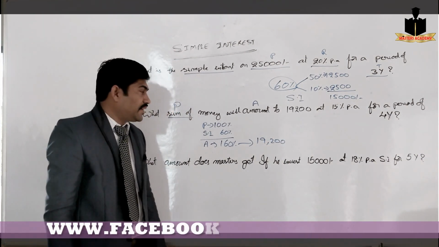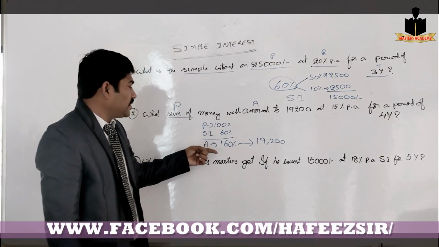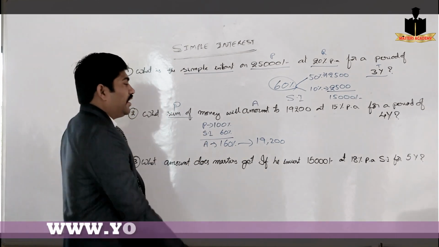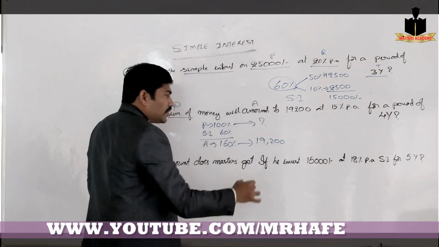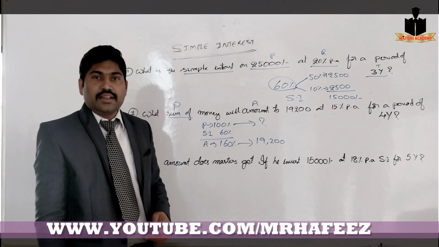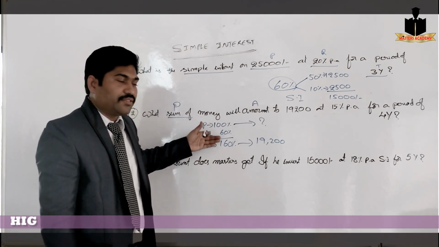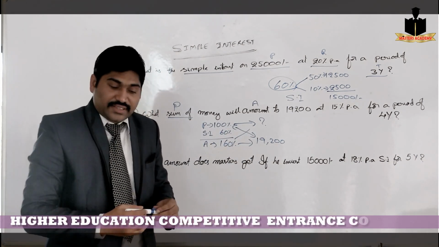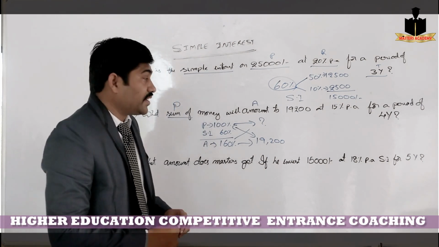And what do we require to calculate? Is it the simple interest? No. Is it the amount? That is already known. Is it the principal amount? Yes, we require the principal amount. So we require to calculate the 100% value. Now, cross multiply these two and divide by 160, you will get your answer. It's very simple.